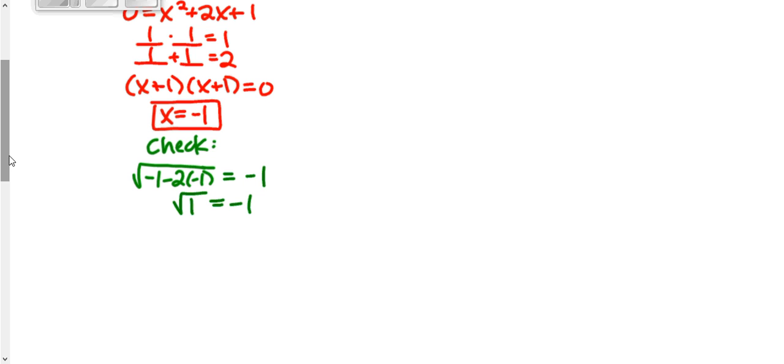The square root of 1 is not equal to negative 1. The square root of 1 is equal to positive 1. Throw out this solution since there's nothing else left. This is a no solution scenario.